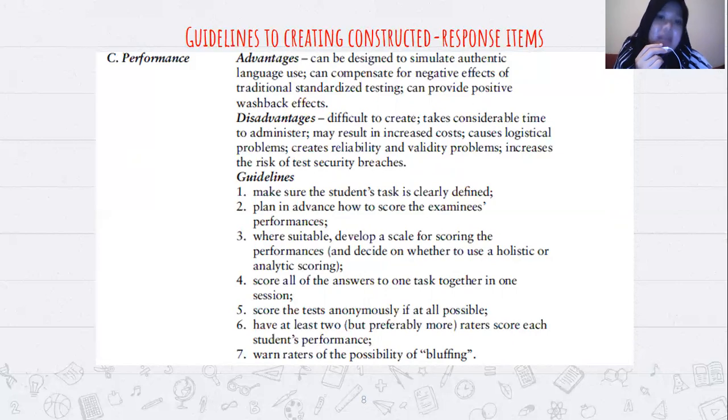scoring rubrics. And then where suitable, develop a scale for scoring performance and decide whether to use holistic or analytical scoring. And then score all of the answers to one task together in one session. And then score the test anonymously if at all possible. And then have at least 2 raters score each student's performance. And then be wary of the possibility of bluffing.